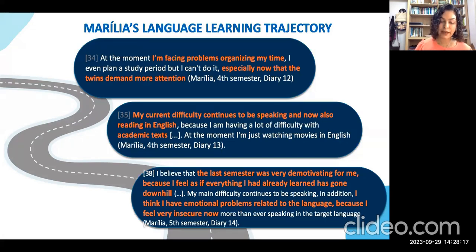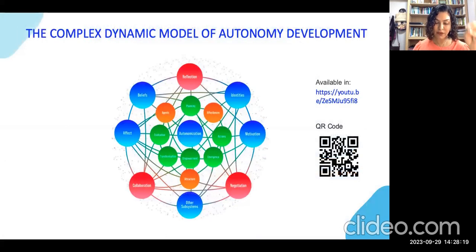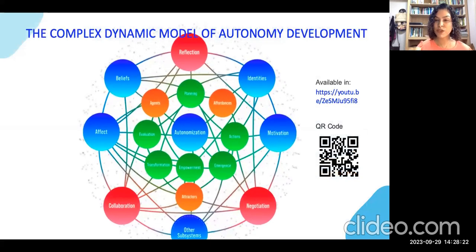So if we check Marília's system relating to CDMA, the most evident interactions now, in this moment of stability, seem to inhibit her autonomization. We can see here her identity as a mother, her lack of motivation, affective problems, and these factors are impacting her reflection, her planning, her use of strategies and affordances, and impacting her autonomy actions.